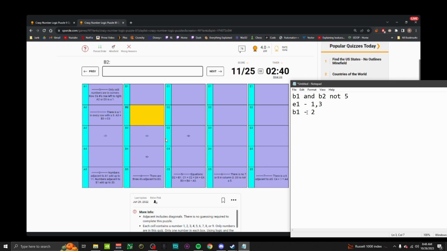Can't be 1 or 9, can't be 6 or 4. So it has to be 2 or 8, 3 or 7. 2, 8. I believe. 3, 7. And B2 is the exact same, essentially. Yes, it is. There's a 1 in every row with a 9. Okay, we already got that one with 9, so sad.